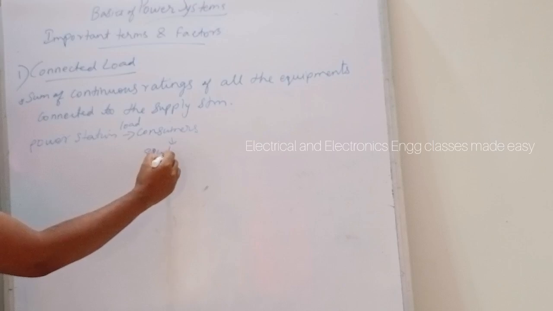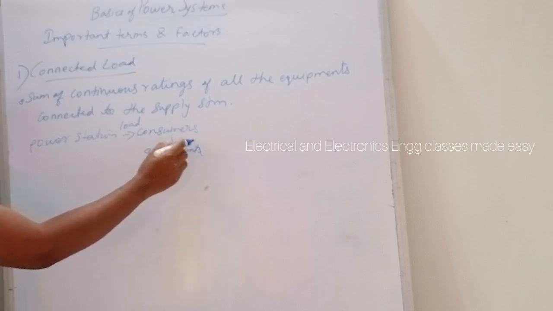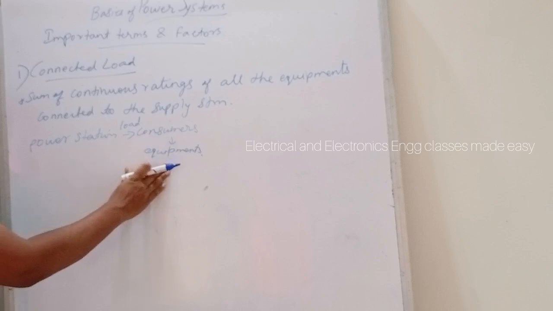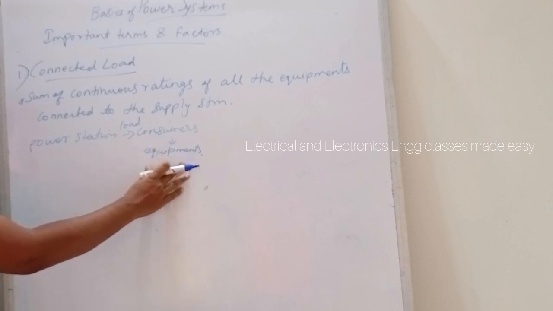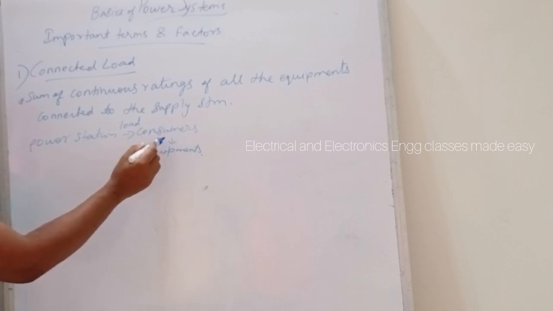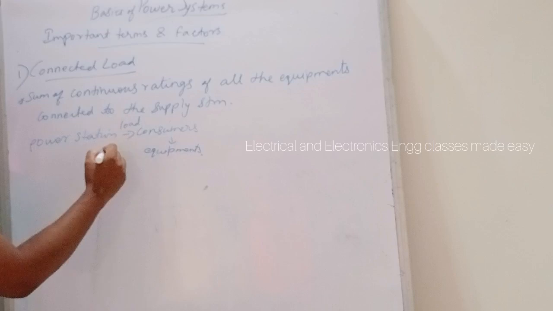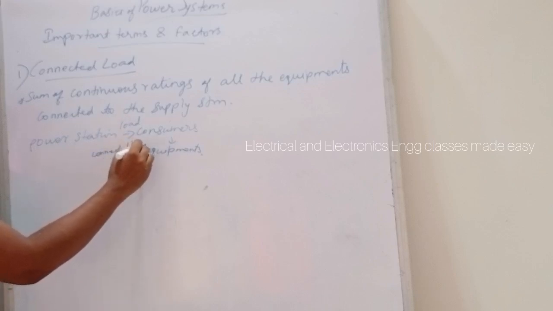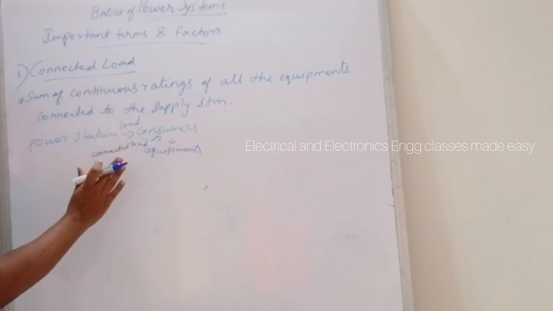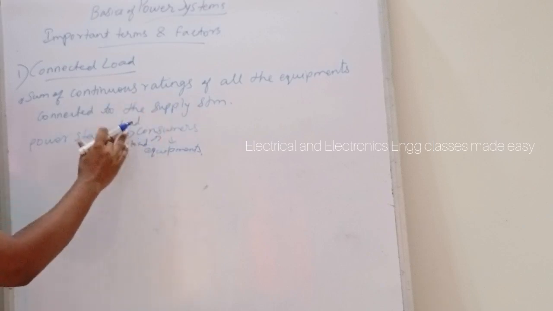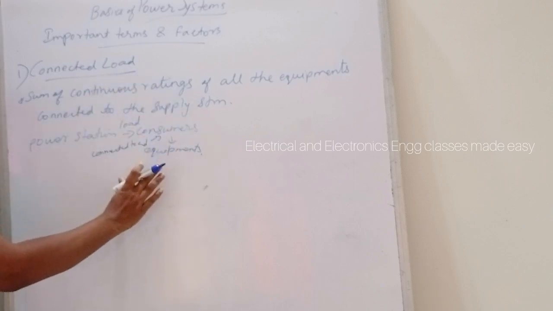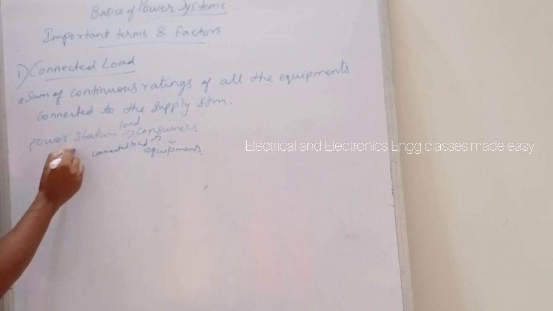So the consumer has several equipments or loads connected, and the sum of continuous ratings of all the equipments in the consumer's premises is the connected load of that consumer, and the sum of the connected loads of all the consumers is the connected load to the power station.